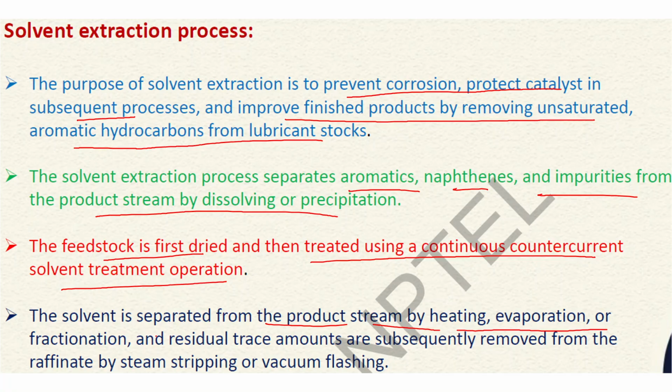We need to separate the solvent from the product stream by heating, evaporation, or fractionation, and residual traces are subsequently removed from the raffinate by steam. And sometimes, if very small traces of solvent are present, then it is separated by steam stripping or vacuum flash.